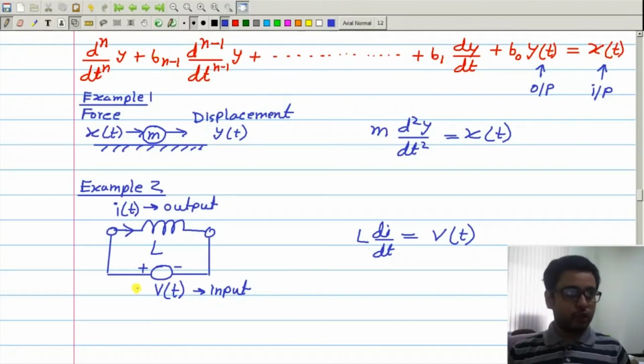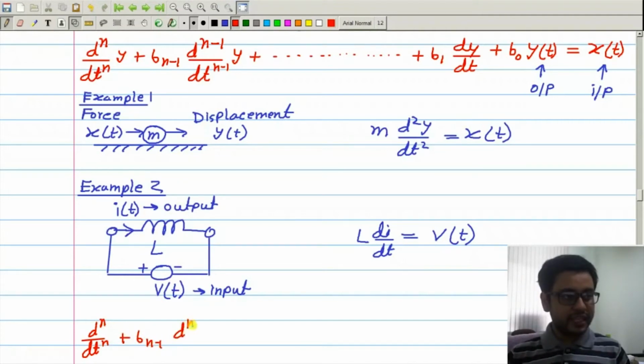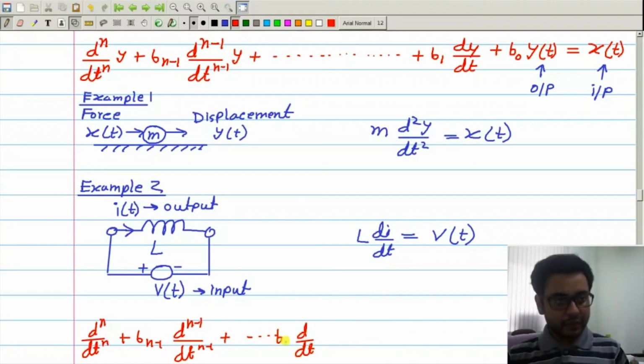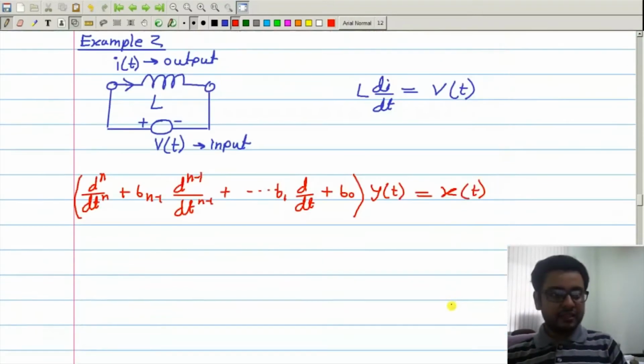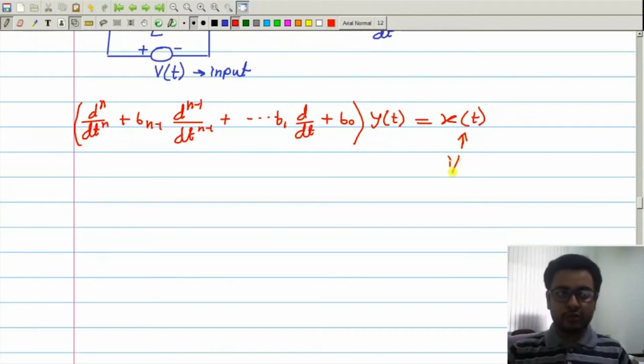which we can also write using the notion of operators in this way: d^n/dt^n plus b_(n-1) d^(n-1)/dt^(n-1) plus ... plus d/dt multiplied by b1 plus b0. This operator acting on the output y is equal to the input. In general, the input is known and the output is unknown, or we have to find it out.